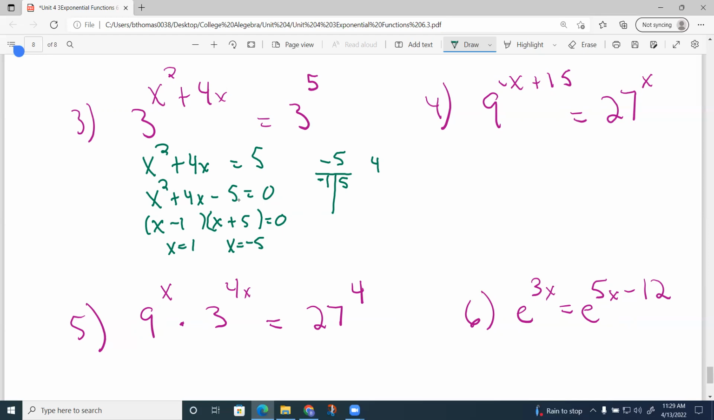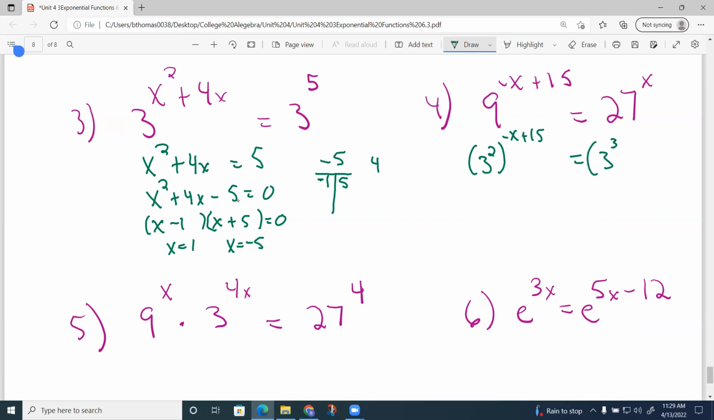So if I look at this next example, I have 9 to the -x plus 15 equals 27 to the x. Notice that the bases aren't the same, so we're kind of in a spot here. So the catch is I'm trying to make these bases the same. Well, 9 and 27, that 3 seems to be the number that could be used. I can change 9 to 3 squared, but remember, that's still raised to the -x plus 15. On the right-hand side, I could change this 27 to 3 to the power of 3.